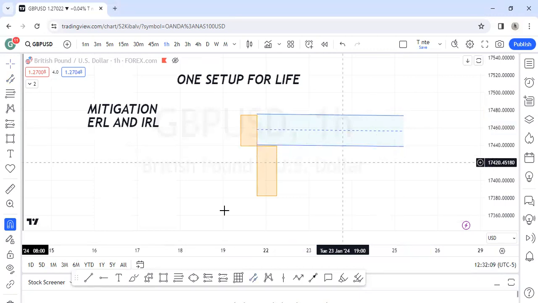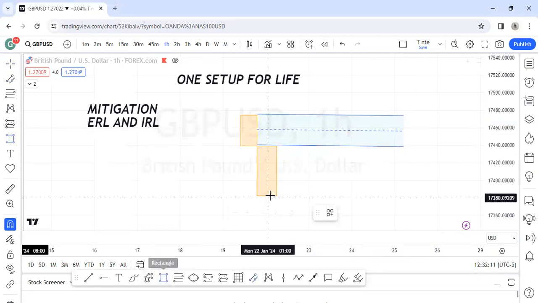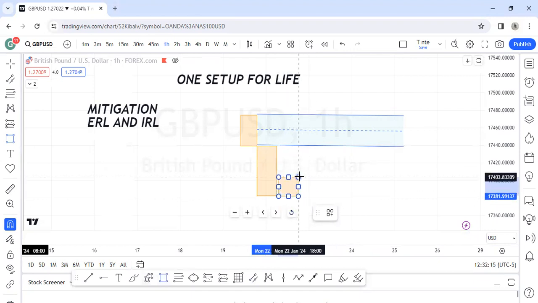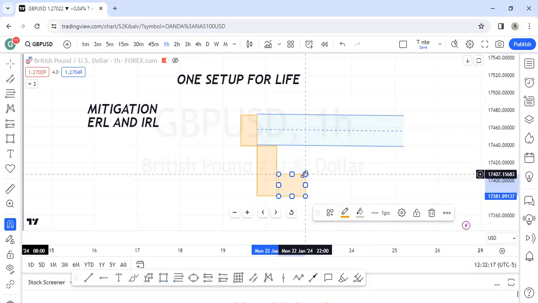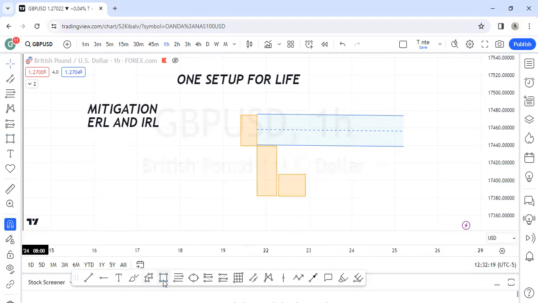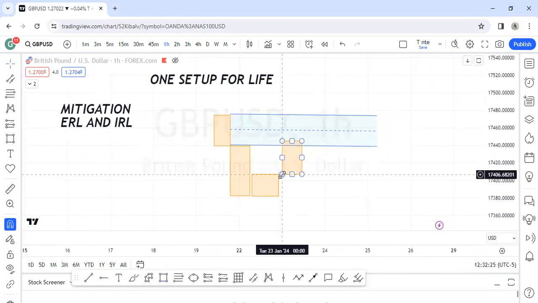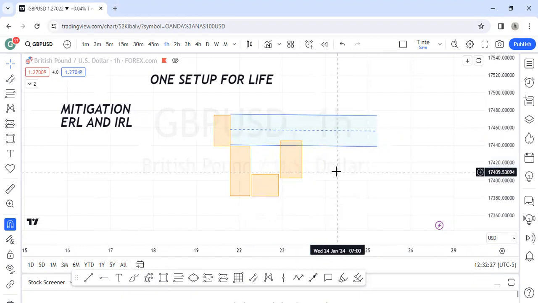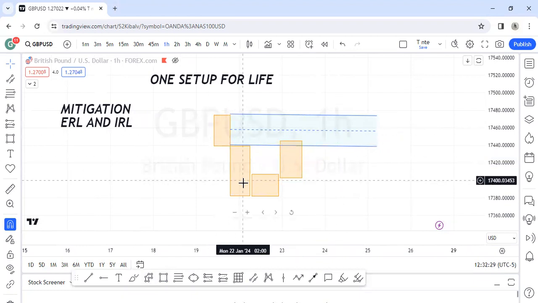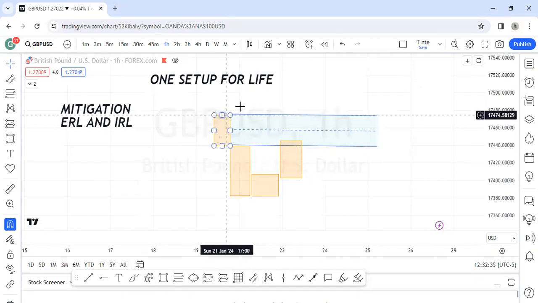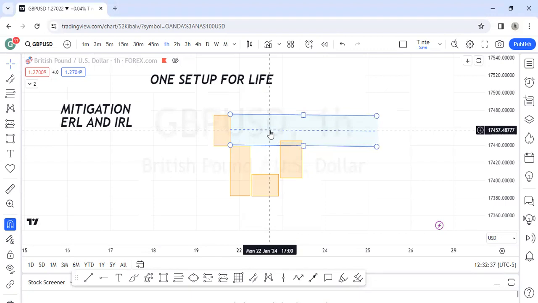Now, mitigation simply means when price comes back to tap into that candle. These are candles now. When price comes back to tap into this candle, that is also referred to as mitigation. So we have the order block printed there, and price now comes back to tap into this order block. That's also referred to as mitigation. So this act of the market coming back to tap into your order block or your zone, right?